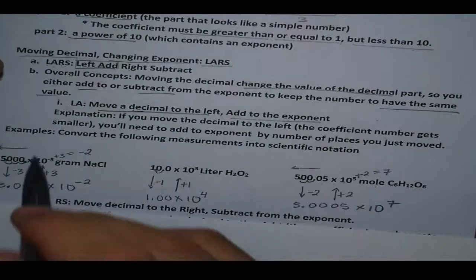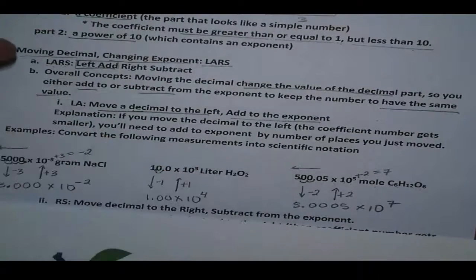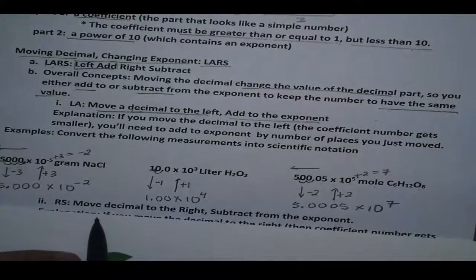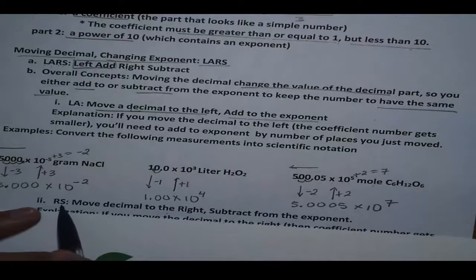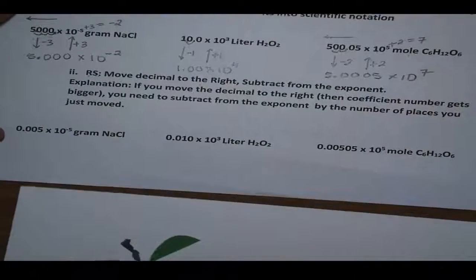And that is the LA part of LARGE. Now let's look at the last part, which is RS. And guess what RS represents? RS is basically move the decimal to the right. You are going to do the opposite, which is the S. You subtract the exponent. So RS: R is right, S is subtract. So let's look at how that is going to work with some of the examples we have here.